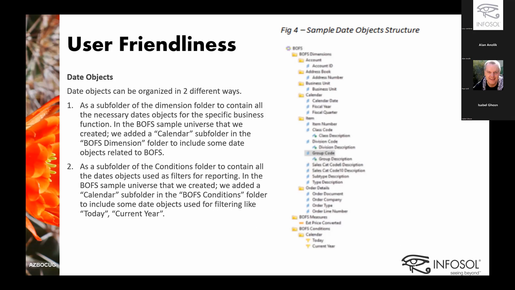Okay, so for date objects, you can organize them in two different ways. On the right, and sorry, the image is a bit blurry, the first way you could organize them is a folder under the dimensions, under a class. So in this example, I've put a calendar class under the BOFS dimensions, and I've listed some date objects there. And the other way you can do it is create a subfolder inside the conditions folder and then create your time or date objects in there.